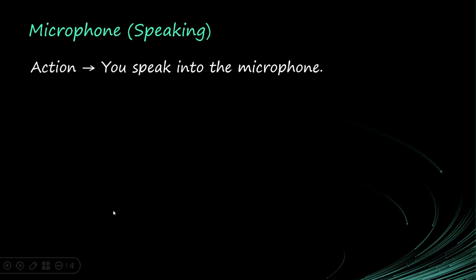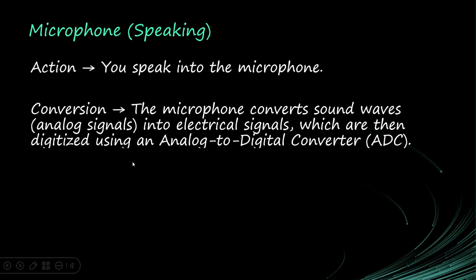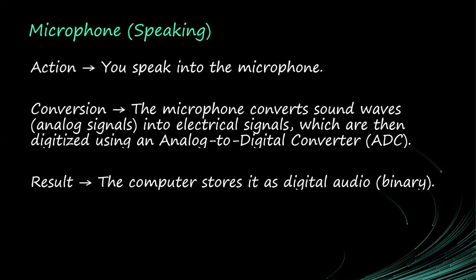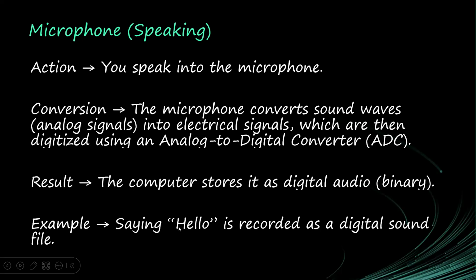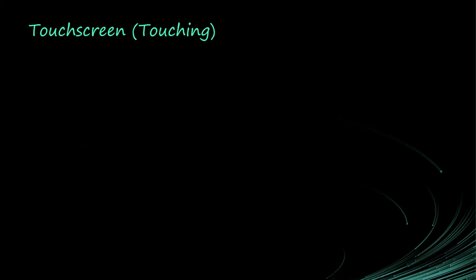All right. So when you speak into a microphone, the microphone will convert the sound wave, analog signals, into electrical signals, which are then digitized using an analog to digital converter. So you can see that when we do something, the microphone or the keyboard, the input device, would convert it to the form that the computer would understand. So the computer stores it as digital audio, and it is in binary numbers. So when you say hello, saying hello is recorded as a digital sound file. All right, it's not recorded as sound, it's recorded as a digital sound file. Don't worry, as you go on, you're going to understand all these things.